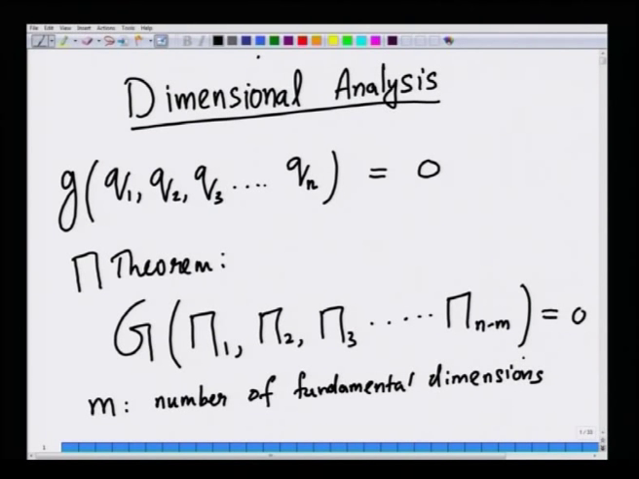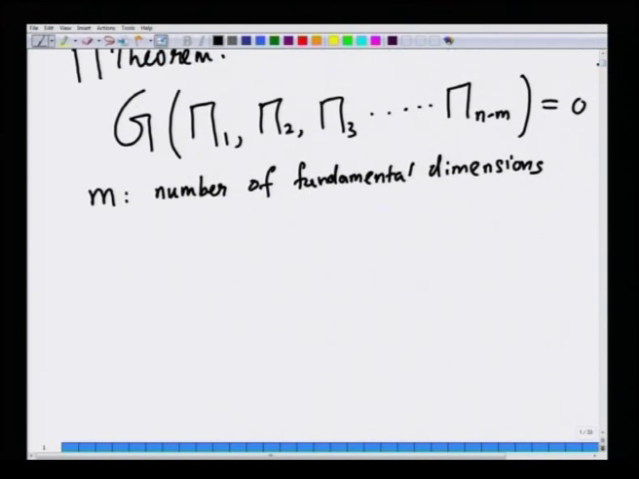So, these could be mass, length and time in most cases, but if you have heat transfer, you could have mass, length, time and temperature as well. So, for example M, L, T, and if you have heat transfer, this is the dimension of temperature. The pi theorem essentially guarantees that you can reformulate a relationship between n dimensional variables into a reduced set of variables. These variables are non-dimensional groups, sometimes called pi groups.